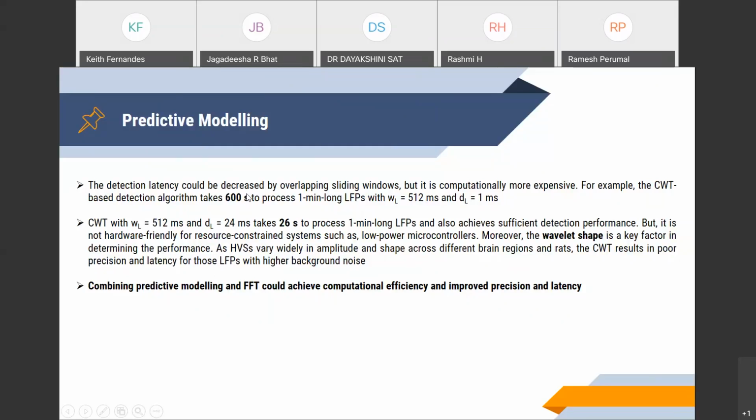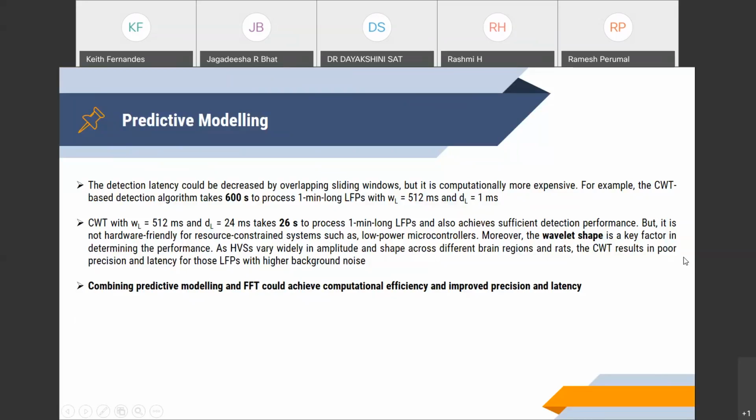So we can increase the separation between the windows from 1 millisecond to 24 milliseconds. It still takes 26 seconds, and it achieves sufficient detection performance for our application. But the problem is the hardware implementation in microcontrollers. The continuous wavelet transform is still not hardware friendly for resource constrained systems such as low power microcontrollers.